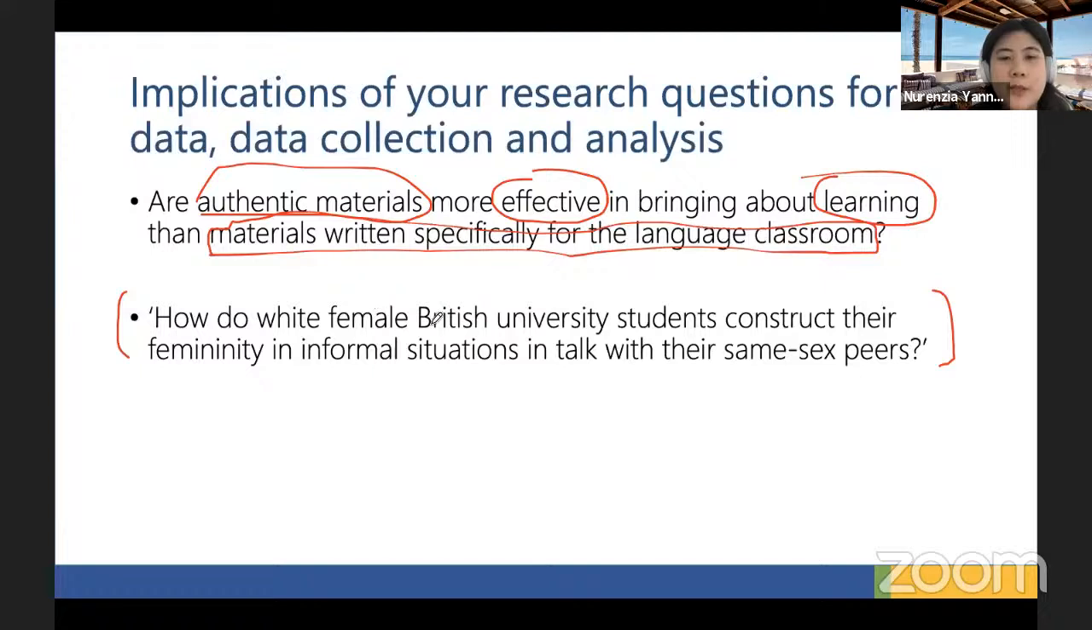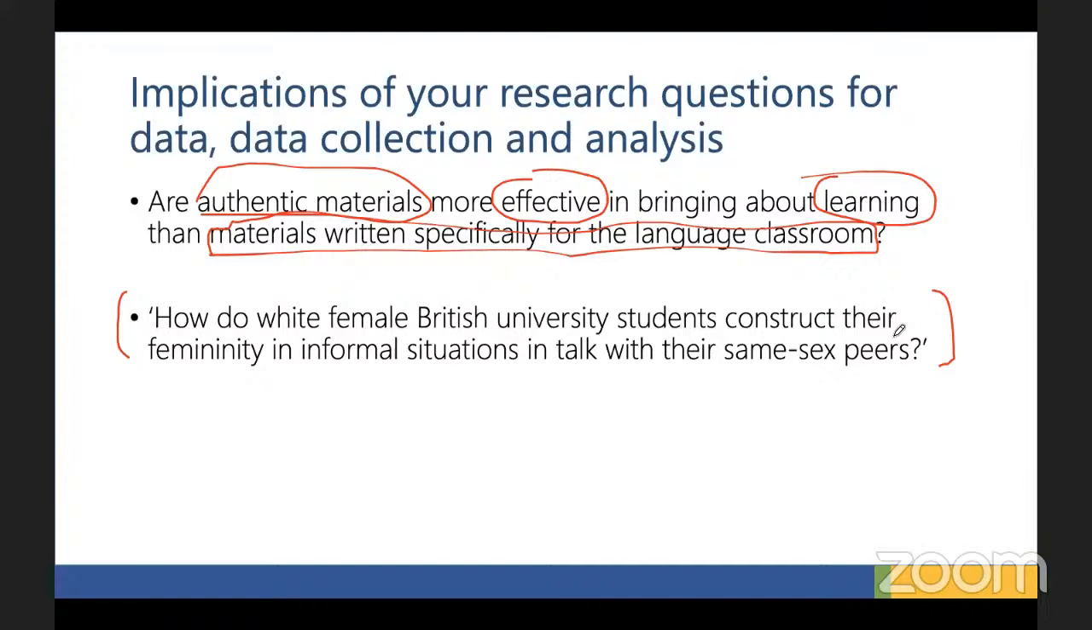How do white female British university students construct their femininity in informal situations and talk with the same-sex peers? Kira-kira apa nanti implikasinya kalau ada research question-nya seperti ini? Implikasinya penulis tuh harus melihat apa aja gitu. Okay, any volunteer? May I try? Yes.